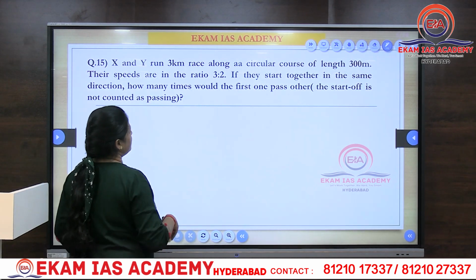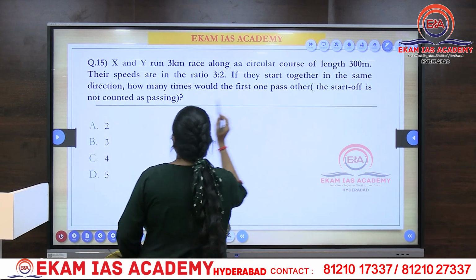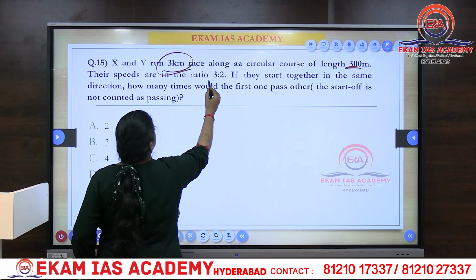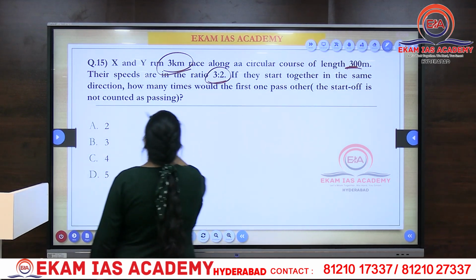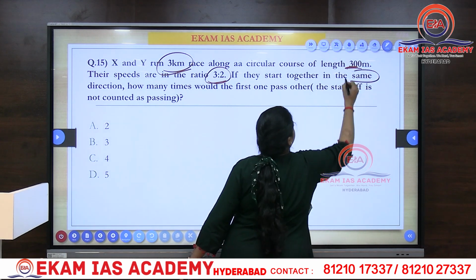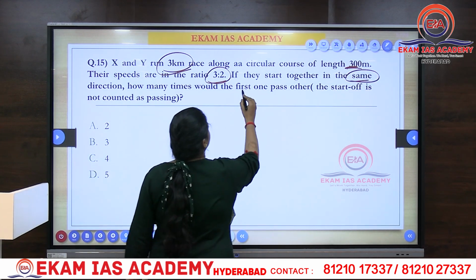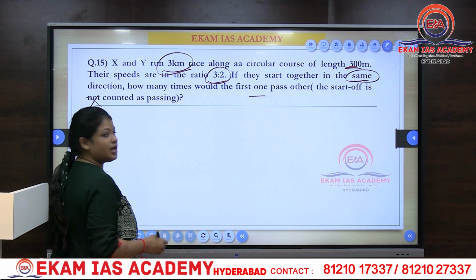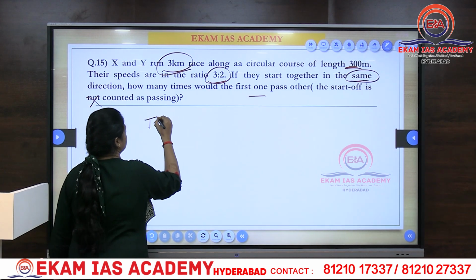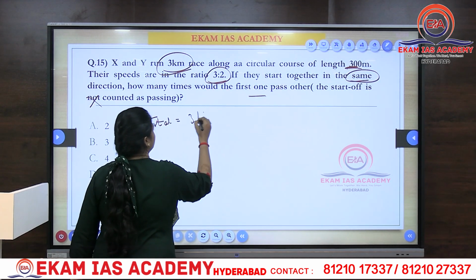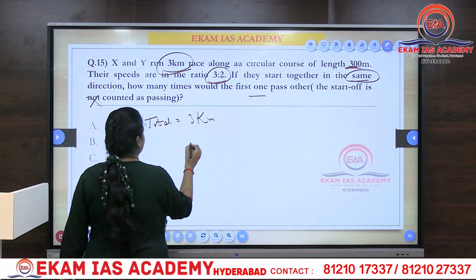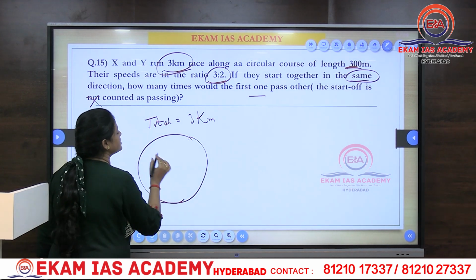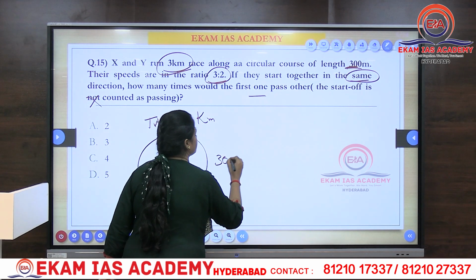X and Y run a 3 kilometers race along a circular course of length 300 meters. Their speeds are in the ratio of 3:2. If they start together in the same direction, how many times would the first one pass the other? The start off is not counted. So total race is 3 kilometers. The perimeter of this circular path is 300 meters.